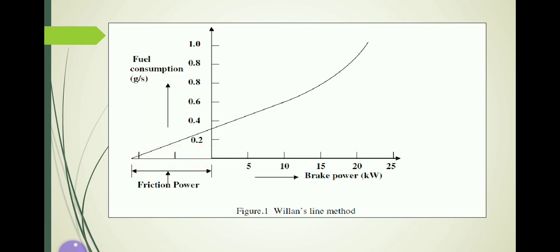So this method we can also call an extrapolated method. That means we are just extending this graph in the negative direction, and we will get the amount of friction power at the point at which this graph intersects the x-axis. So this is nothing but the friction power. By using this graphical method, we are able to find out the amount of friction power which is produced inside the engine.